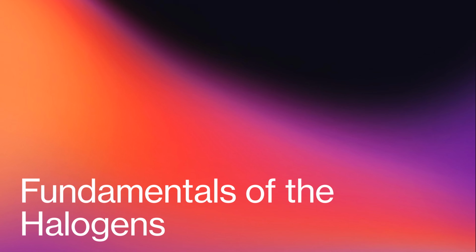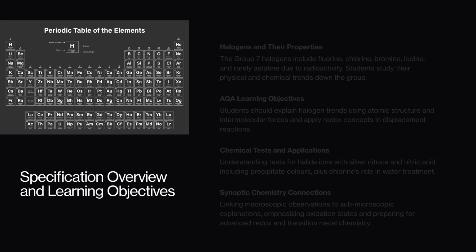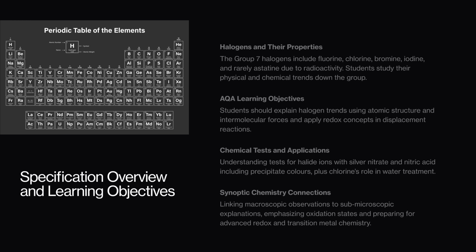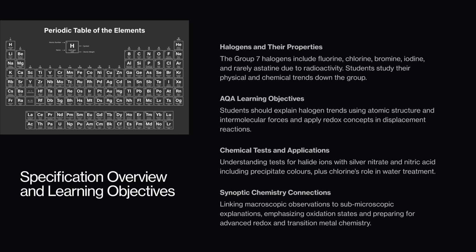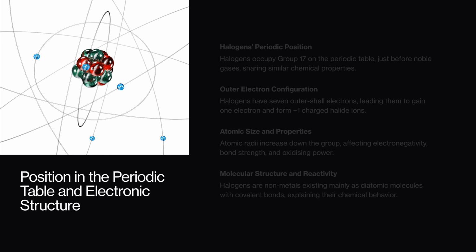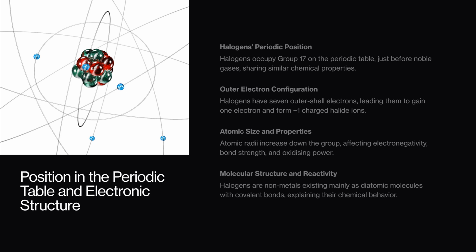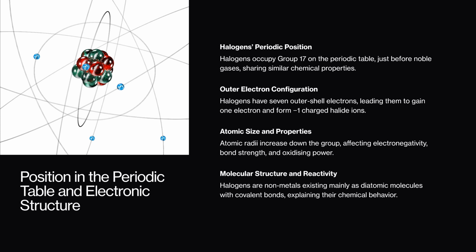Specification overview and learning objectives: position in the periodic table and electronic structure. The halogens are located in Group 17 of the periodic table. They all have 7 electrons in their outer shell, which gives them similar chemical properties. The halogens are found in Group 7, Group 17 using IUPAC numbering, on the right-hand side of the periodic table, just before the noble gases.